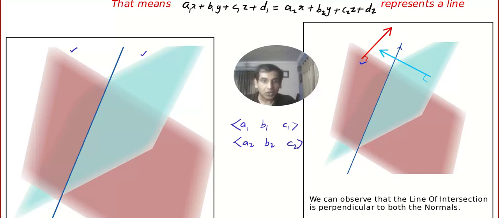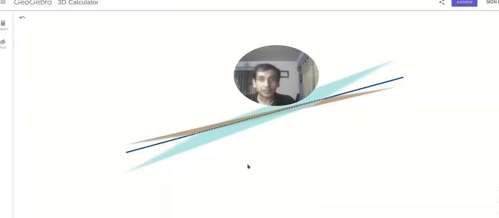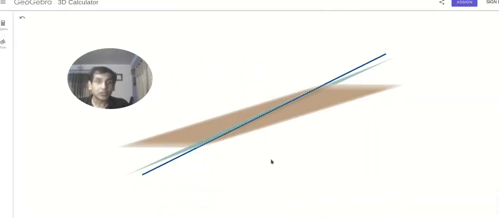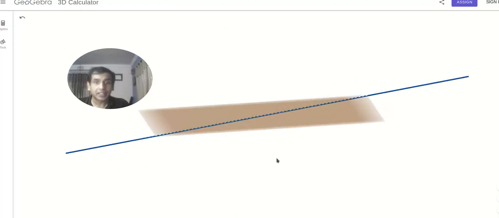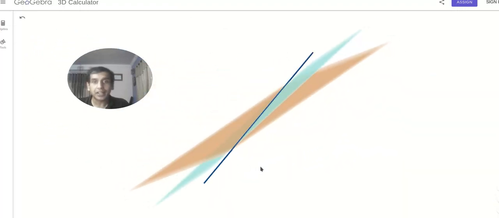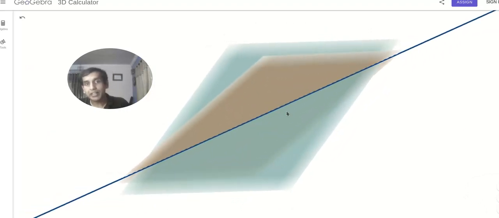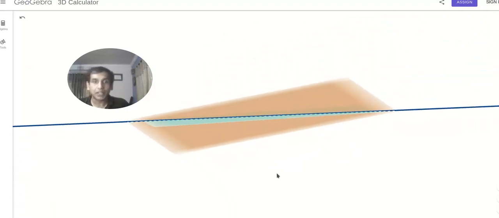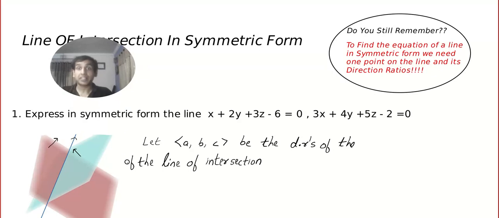Okay, now I'll show you the 3D view. So I have two planes here, and I think you can see the two planes are creating a line, and we are trying to find the equation of this particular line. The question goes like this: express in symmetric form. And can you see they are giving you two planes? So two planes are given means a line is given. So we assume like this.